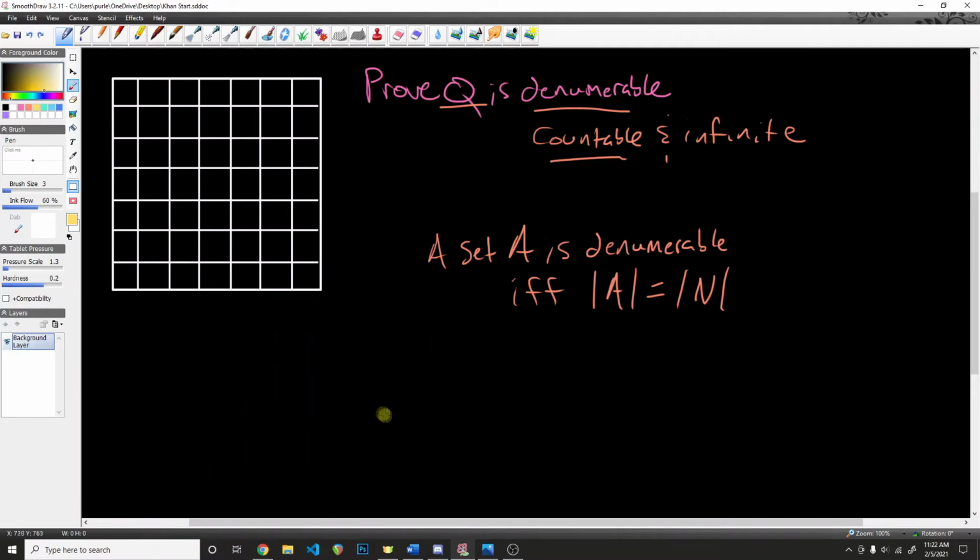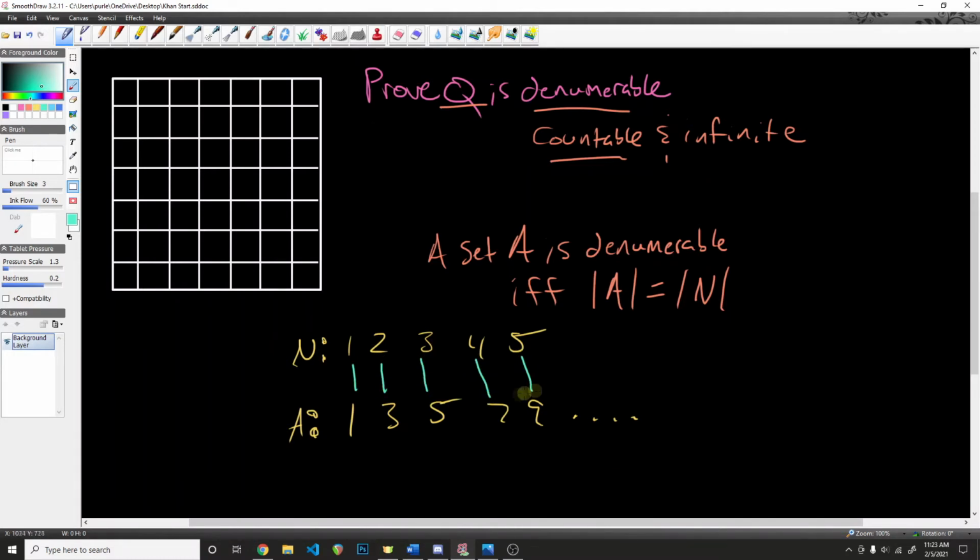So for example, if we wanted to get the set of odd numbers like 3, 5, 7, 9, and so forth, all the way up to infinity, we can simply map it by taking this as our natural set, and this as our set A, which is going to be these odd numbers. We can simply draw a mapping from 1 to 1, 2 to 3, 3 to 5, 4 to 7, 5 to 9, and we can create a formula that will give us that input and output. And conversely, we can map backwards.